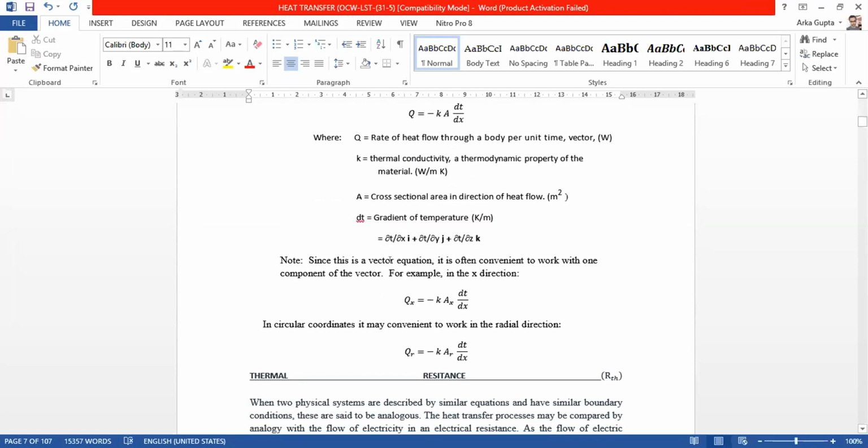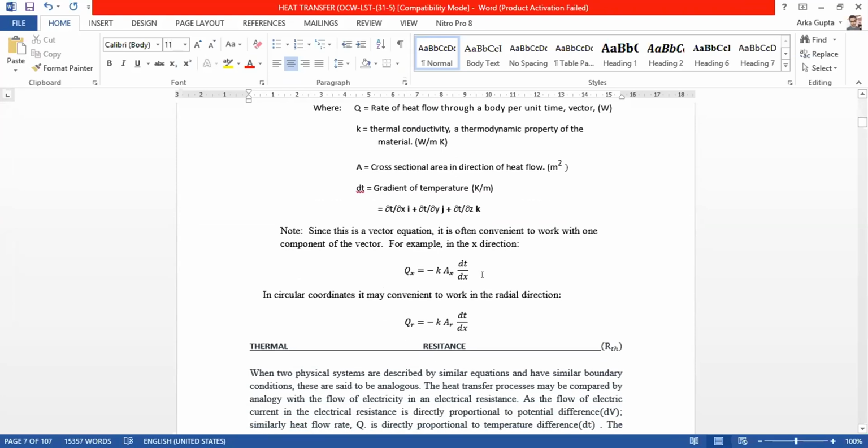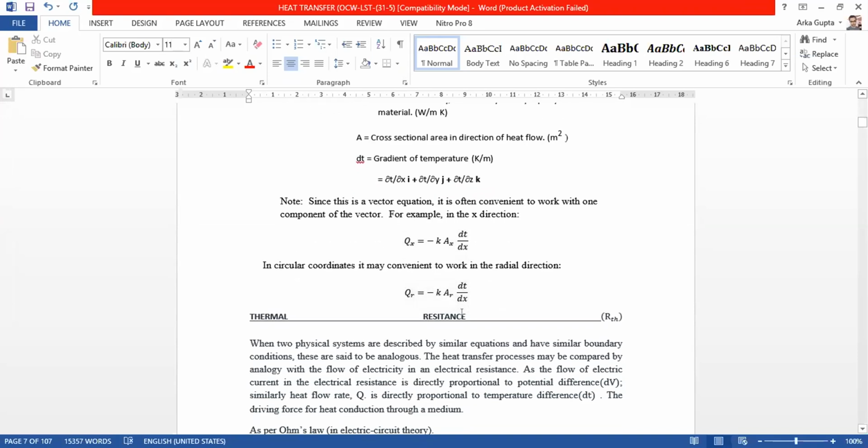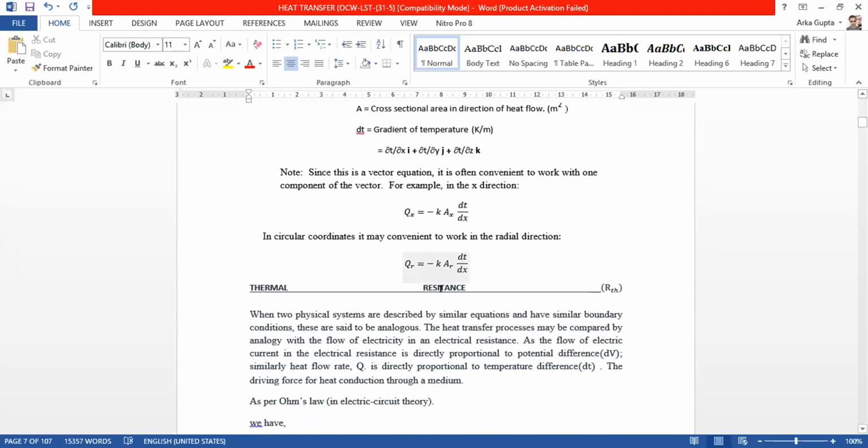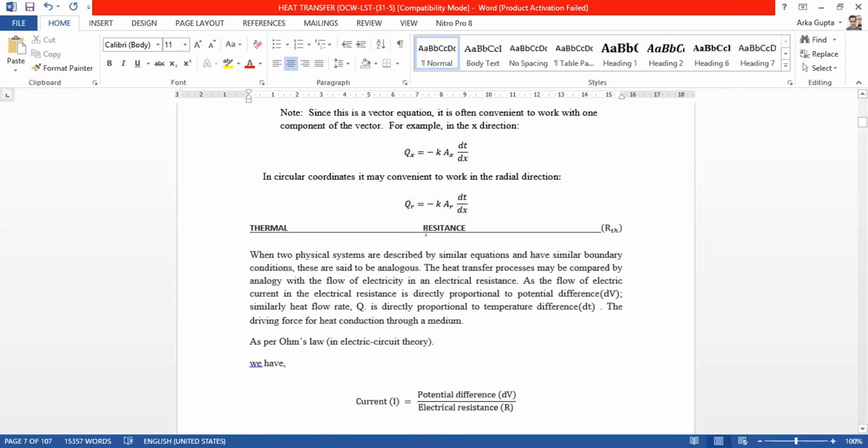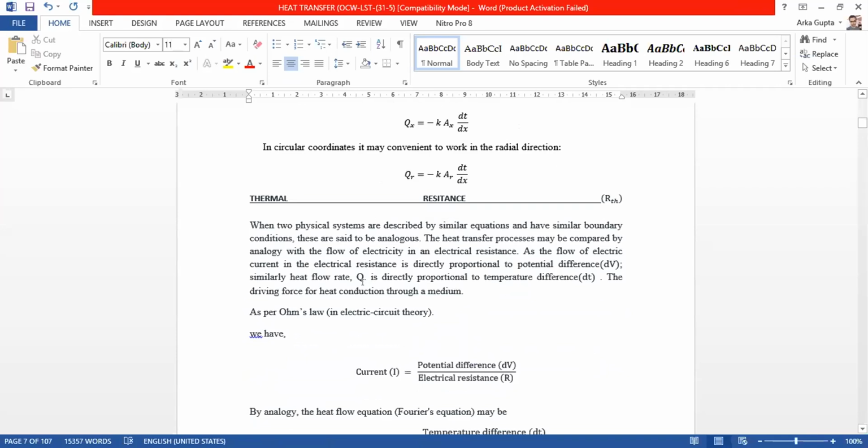So if we add del T del x, del T del y, and del T del z, the total dT will be obtained. So Q in the x direction is kx when the heat flow is in the x direction. And in cylindrical coordinates also r. Now, how does the concept of thermal resistance come from the Fourier law of heat conduction?